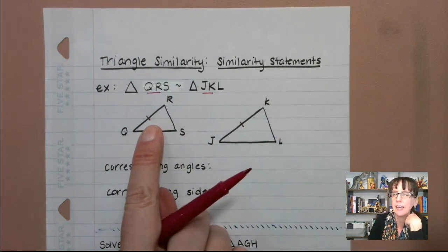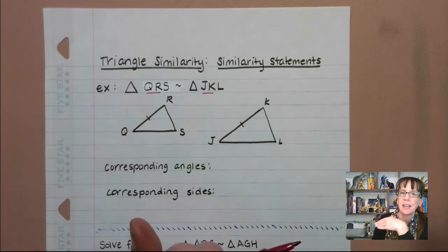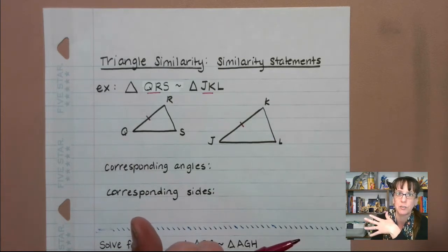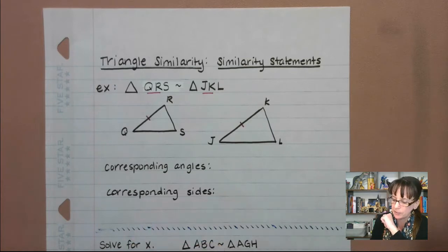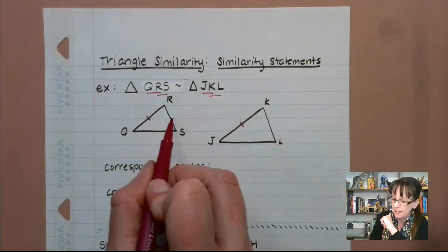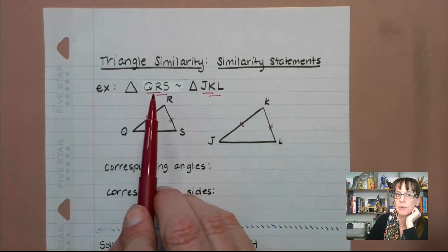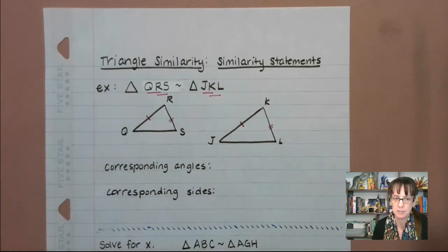Now I'm using the congruence marks here. I'm not saying that they're congruent, but I'm just using that as similarities to help me make sure that I do this in the right order. So be very clear about that. Then we have RS and KL.